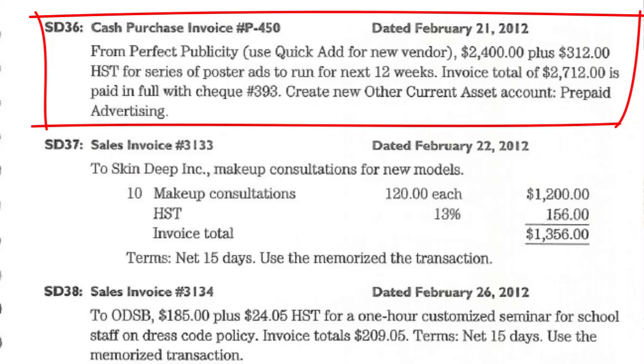So SD36, cash purchase invoice number P450 dated February 21st, 2012 from Perfect Publicity. Use Quick Ad for new vendor, $2,400 plus $312 even HST for a series of poster ads to run for the next 12 weeks. Invoice total of $2,712 even is paid in full with check number 393. Create new other current asset account, Prepaid Advertising.